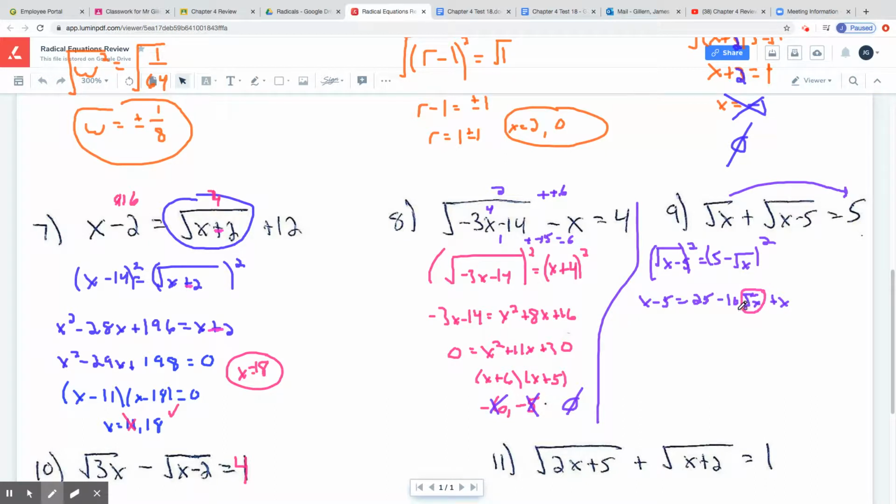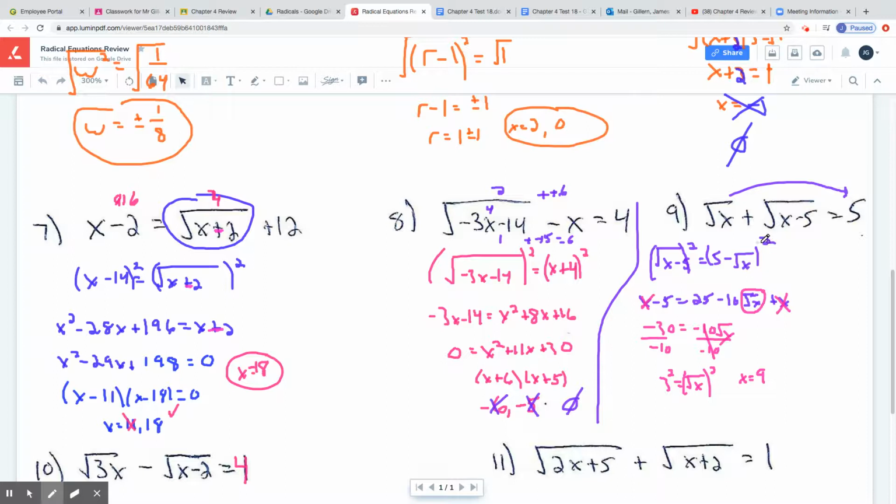All right. So bring over the x's, they're going to end up canceling, right? If I brought this over here, that cancels. So bring the negative 25, I get negative 30 equals negative 10 root x. All right. And then I'm going to divide by negative 10 because I got to get rid of the negative 10. And I get 3 equals the square root of x. To get rid of the square root of x, I square both sides, and I get x equals 9.